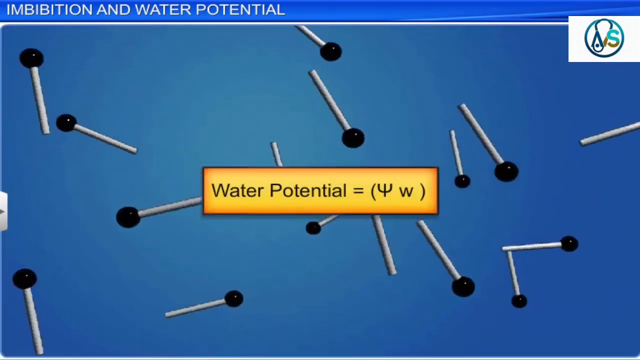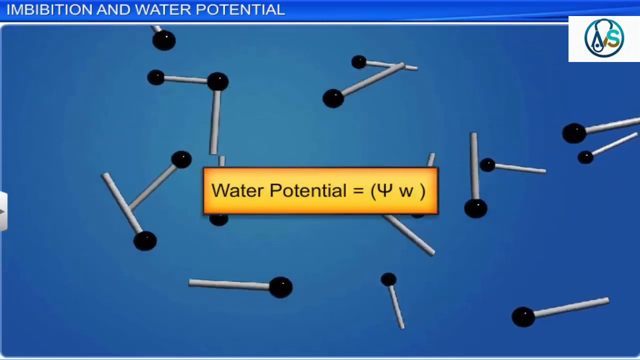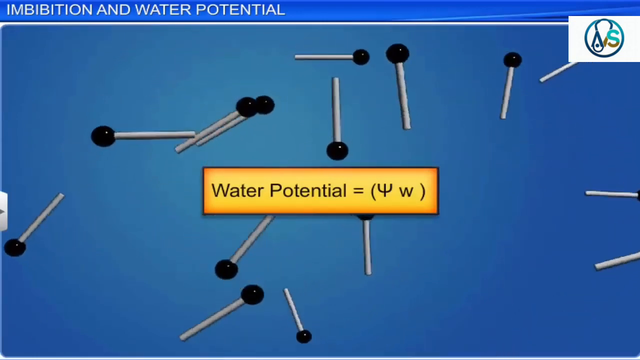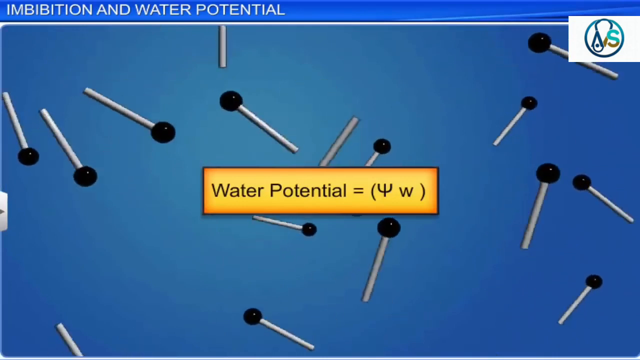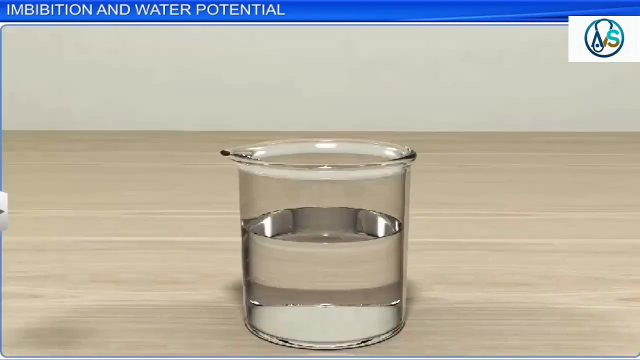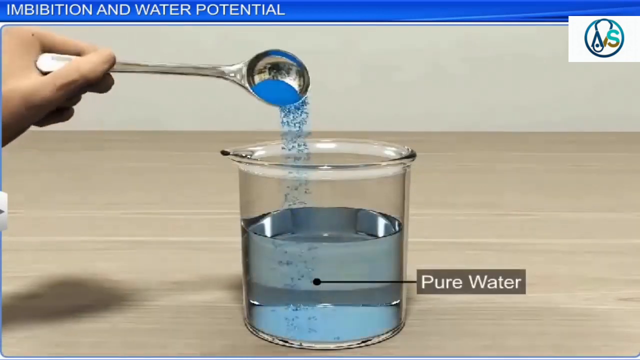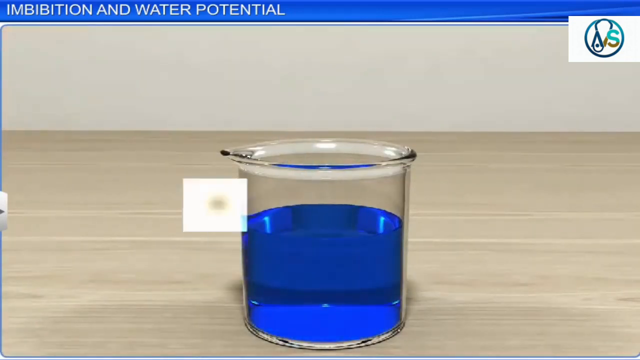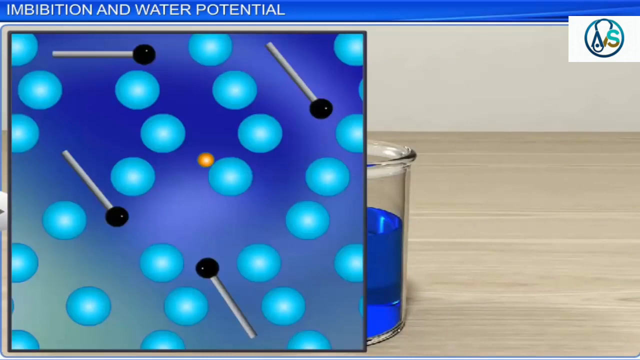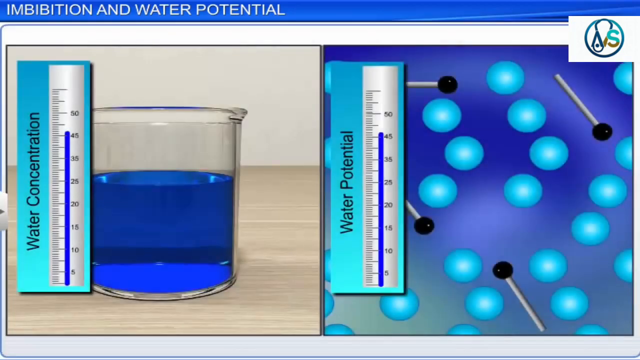Water potential is denoted by the Greek symbol psi. It is expressed in pressure units as Pascal or Pa. The water potential of pure water at standard temperature and pressure is taken as 0. If a solute is dissolved in pure water, the solution has fewer free water molecules. This decreases its water concentration, resulting in decreased water potential.